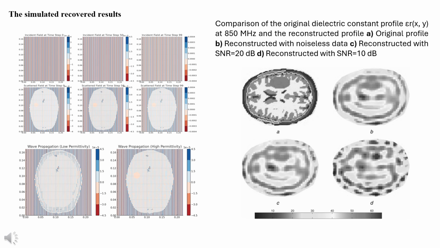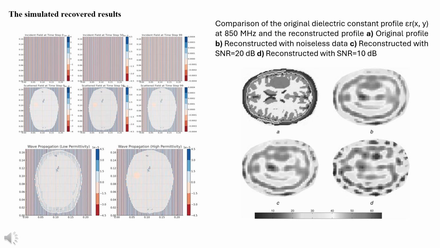In the last slide, we will explore wave propagation and the behavior of the incident and scattered fields at different time steps. This analysis gives us a clear understanding of how electromagnetic waves interact with different media over time, particularly within a heterogeneous environment.